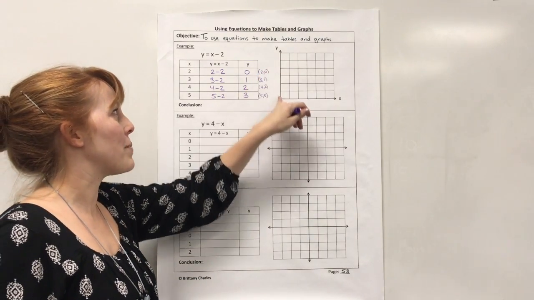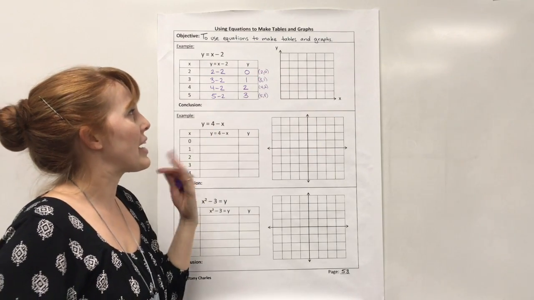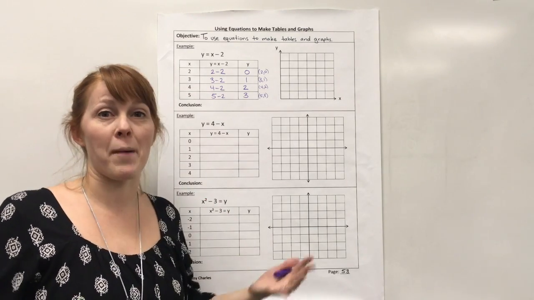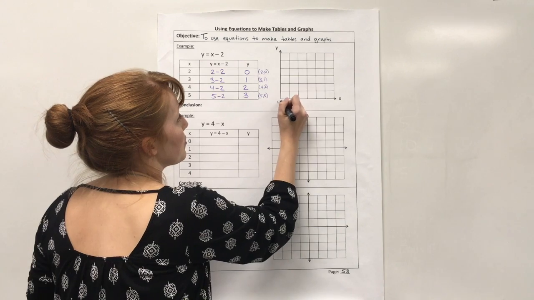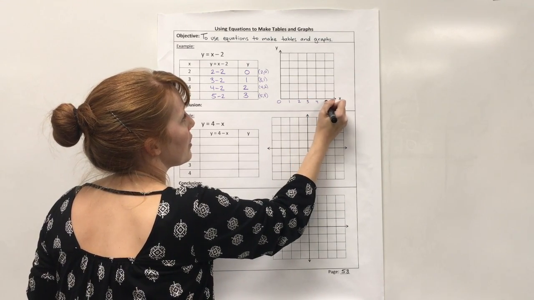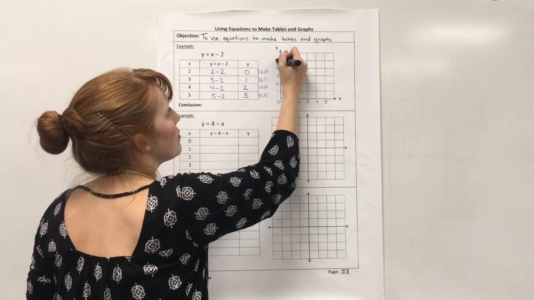Now I need to figure out what my scale is, and I'm just going to do that by looking at the numbers here. And I see that all my numbers are relatively small, so that looks like I'm going to be able to just count by ones. So here's where 0 would be. So 1, 2, 3, 4, 5, and 1, 2, 3, 4, 5.